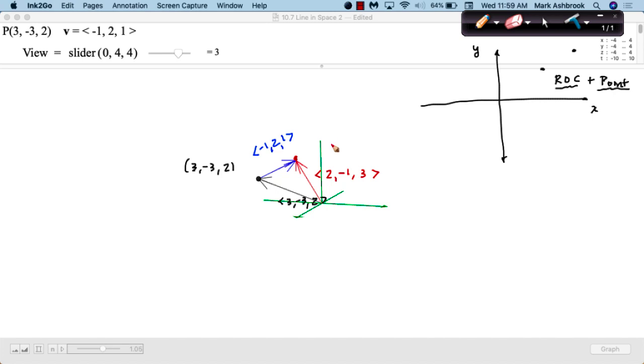And so this is how we're going to generate all the points on the line. We're going to scale that blue vector. If we scale that blue vector by any real number, you see that it will give us every point on the line. Should make sense.